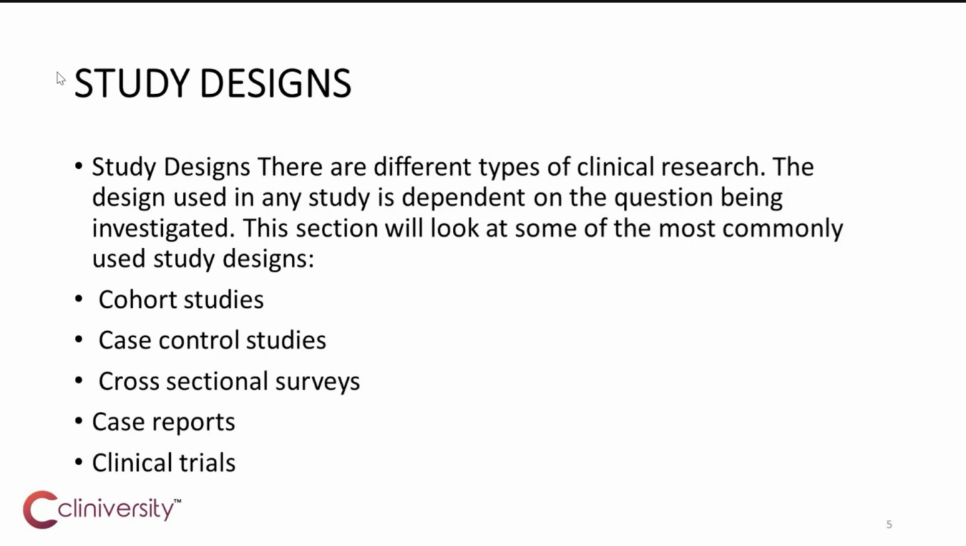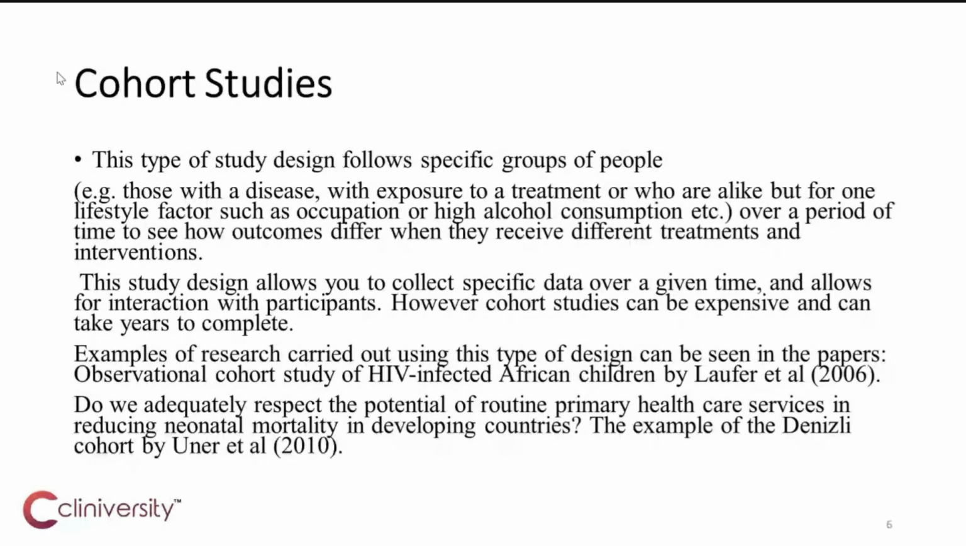The most commonly used study designs are cohort study, case control study, cross-sectional study, case reports, and clinical trials. These are the different methods that we perform the experiments under clinical research. There are a lot more study designs. How are we going to pick the study design? Based on the research question, based on what you're going to investigate, you always choose the study design. So moving on to the first study design, that is a cohort study.